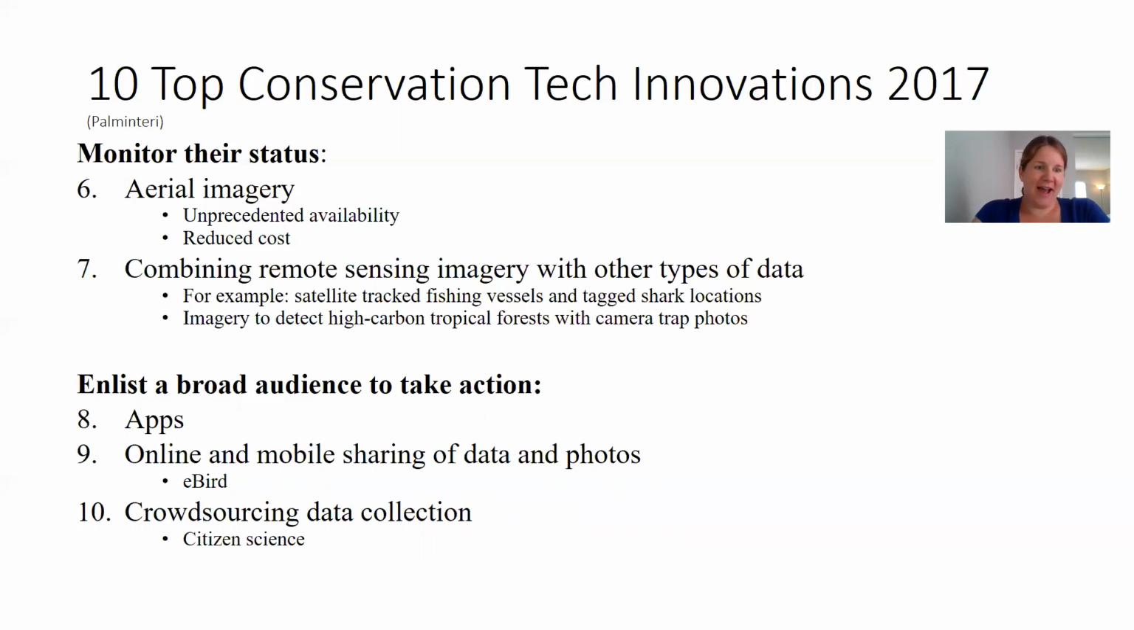And the third category that they have here is ways to enlist broad audiences in taking action. So this is what we talked about as far as citizen science. And it's neat to see that both the articles for today did talk about citizen science as a new kind of innovation in conservation, mostly through apps, online and mobile data sharing, crowdsourcing data collection. I think all three of these they have here can go together depending on the project. But that's something that is definitely gaining a lot of popularity and a lot of ground in the last few years.